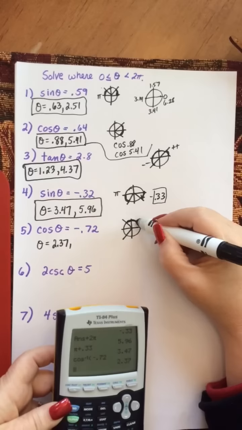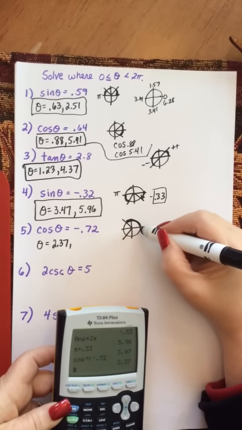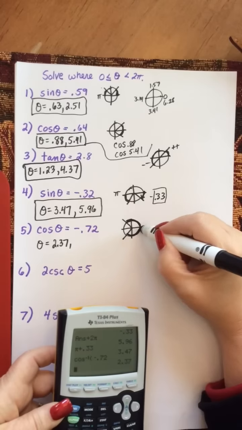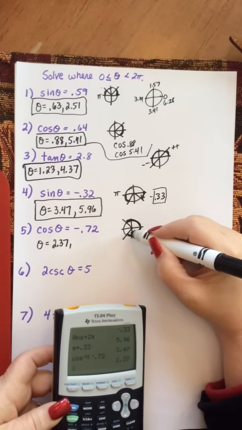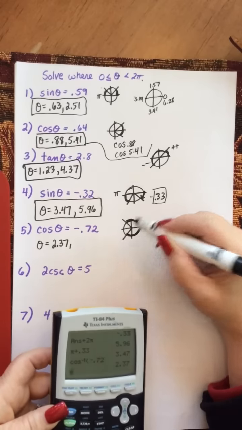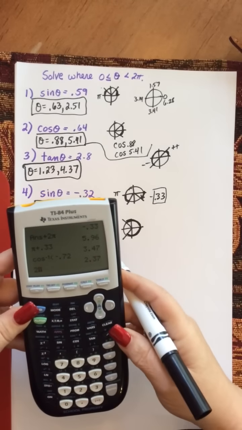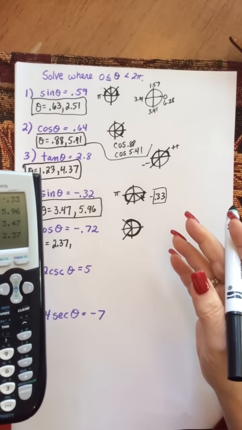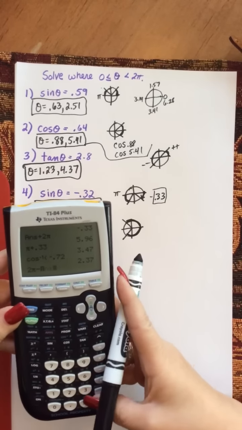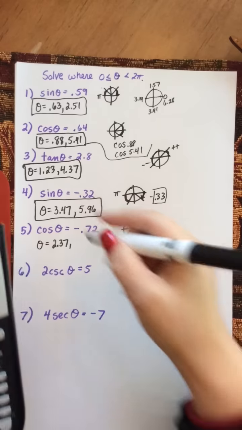Now, this distance between here and here is 2.37. I think you'll agree with me that this distance here is actually also 2.37 radians. But I want it to be less than 2 pi, so I'm going to say 2 pi minus that answer. So I'm going to say 2 pi minus 2.37, or I can say 2 pi minus second answer, and I get 3.91.